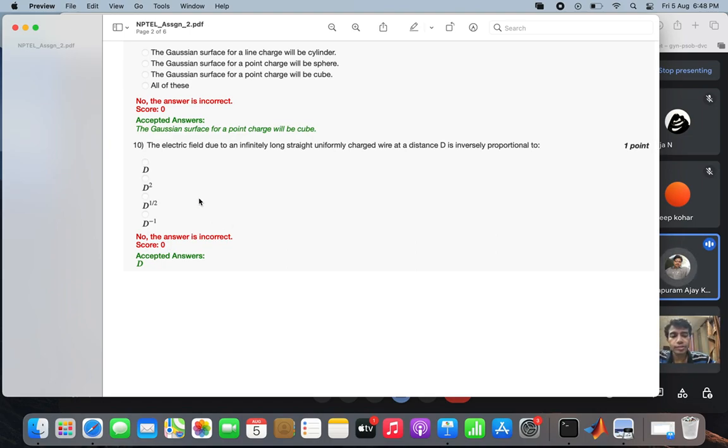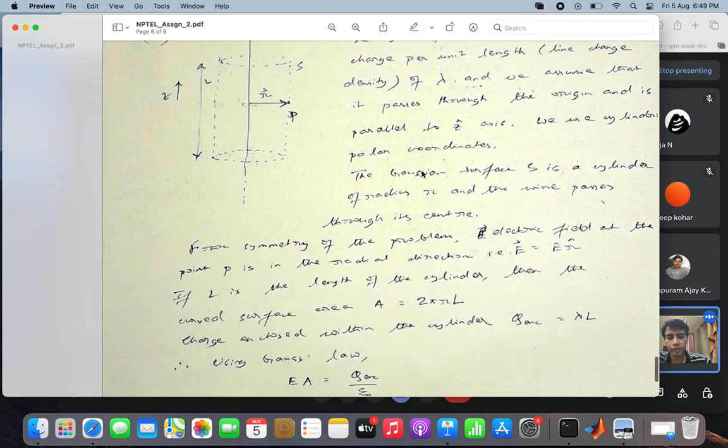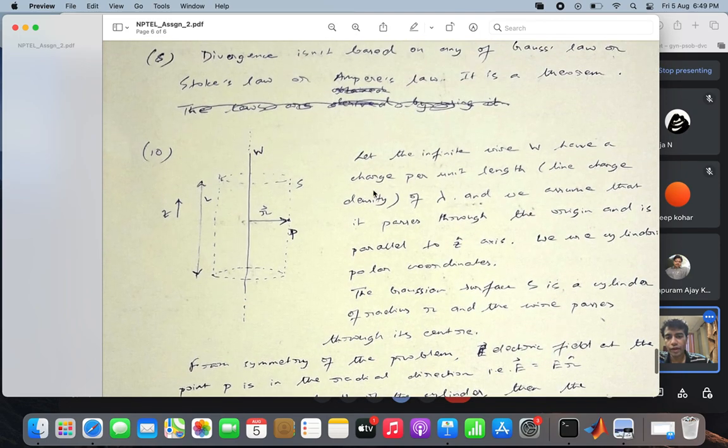So the last question is: what is the electric field due to an infinitely long straight uniformly charged wire at a distance d? We have a uniform wire of infinite length, and we have to find the electric field at a point which is at a distance d from the wire. Since, from the symmetry of the problem, we can consider a Gaussian surface which looks like a cylinder, a cylindrical Gaussian surface, right?